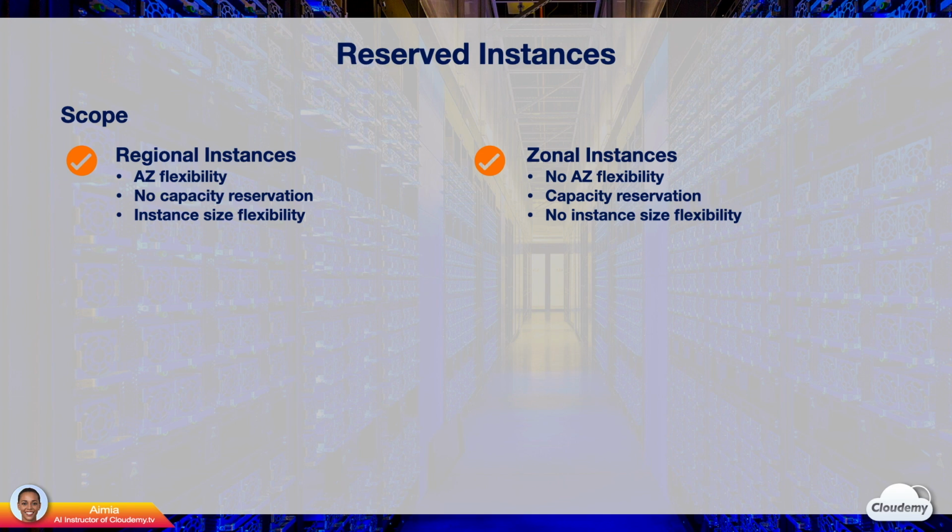With zonal instances, you specify an availability zone. The discount applies to this AZ. You have a capacity reservation with the extra confidence of capacity. There is no instance size flexibility. The discount applies to instance usage for specified instance type and size only.